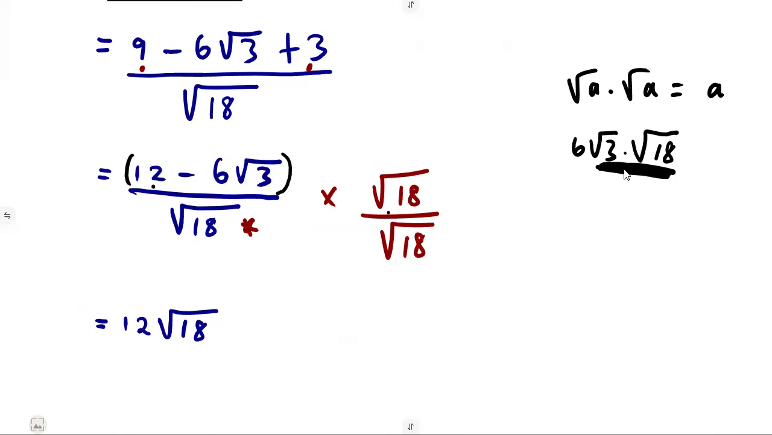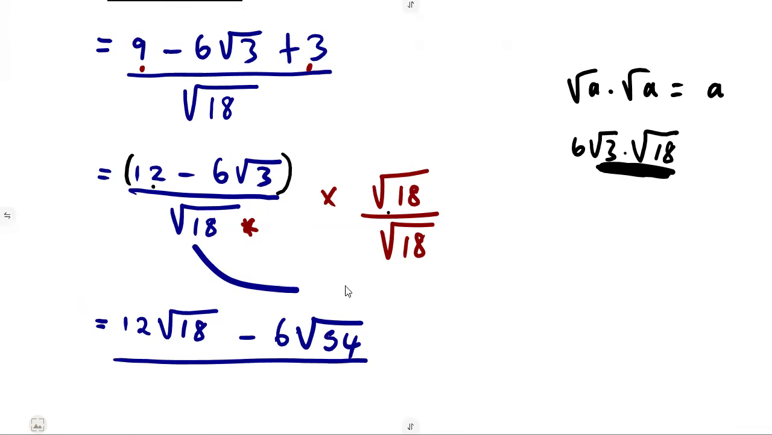As you can see, these ones are under the square root, so we keep them as they are, 3 and 18. 6 square root of 54, so 3 times 18 is going to give us 54. Everything over what? Square root of 18 and square root of 18. Like I said, square root of a times square root of a is a. So square root of 18 times square root of 18 gives us 18. This is where you are.